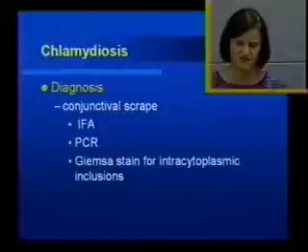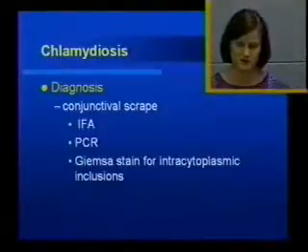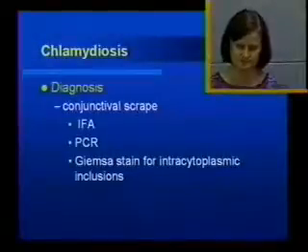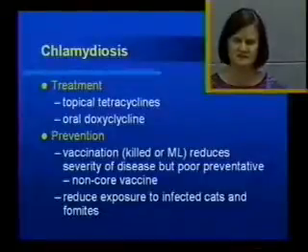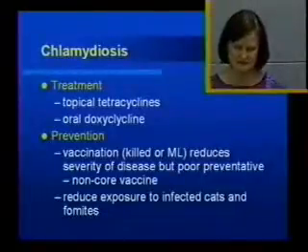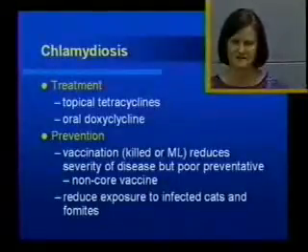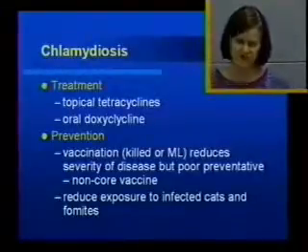Diagnosis is made by conjunctival scrape, on which we can perform either an IFA or a PCR, or you can just do a Giemsa stain looking for the intracellular inclusions. Treatment is with the topical tetracyclines or with oral doxycycline. Oral tetracycline generally is not tolerated well in cats and causes fever and anorexia, so I usually prefer to use doxycycline in cats. Prevention is with vaccination.